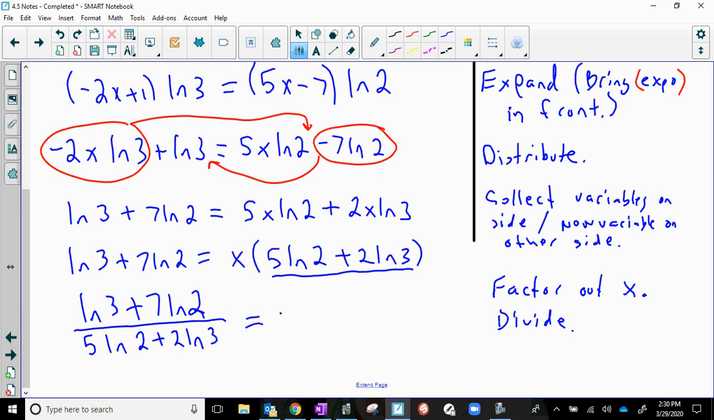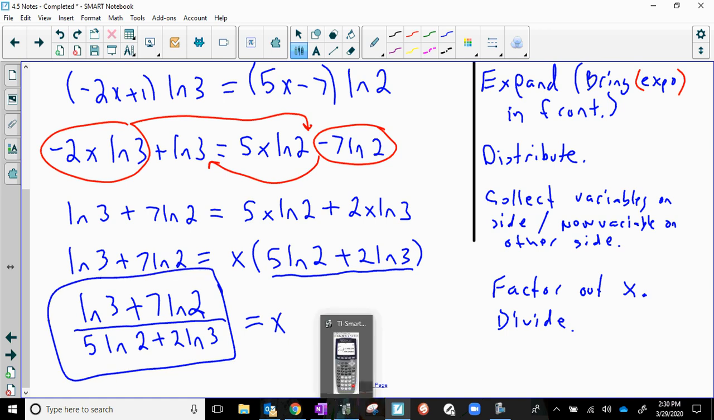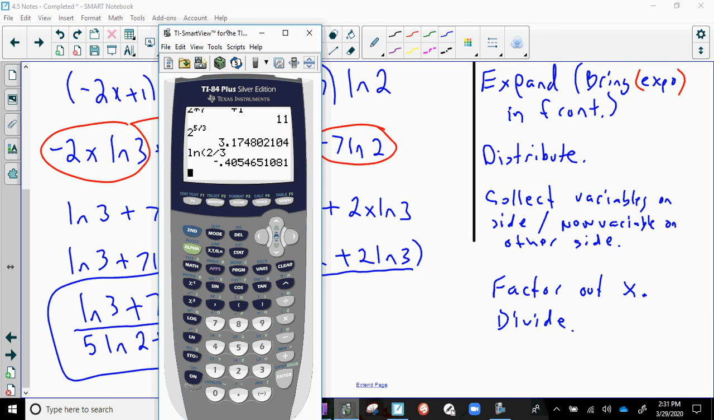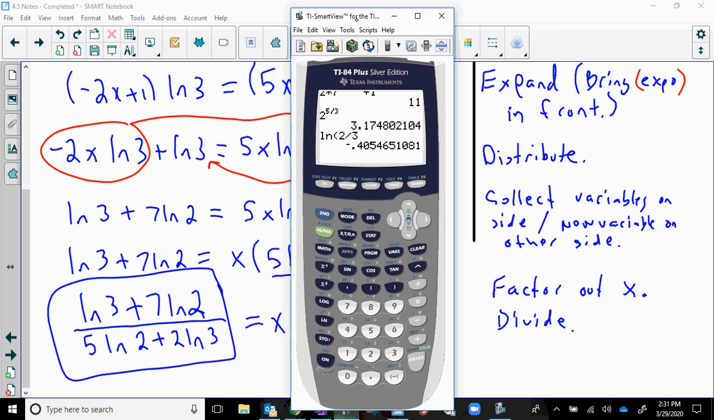If they say write the exact solution, you're done with the problem. If they say round it, or write it to so many decimal places, then we can use our calculator. So I'm just popping my fraction key. If you don't have a fraction button on your calculator, then you can use parentheses, type the entire numerator, close the parentheses, and hit the divide button. All right, so we have the natural log of 3 plus 7 natural log of 2 all over 5 natural log of 2 plus 2 natural log of 3.